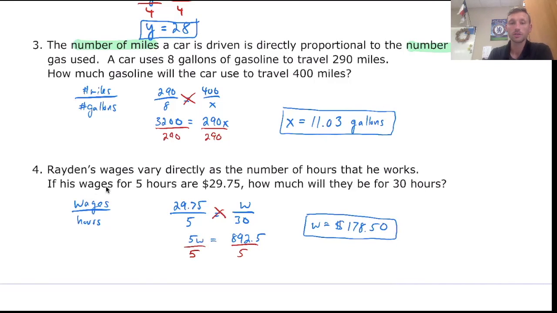So here they told us the wages for 5 hours is $29.75. So 29.75 relates to 5, 29.75 over 5. I have wages on top, so I need wages on the top over here. They want to know how much will they get. So what are the wages for 30 hours? So hours in the denominator, hours in the denominator. Cross multiply, then we divide both by 5, and we get the wages to be $178.50 for 30 hours.